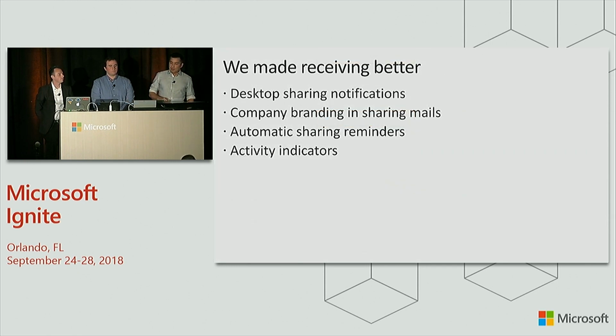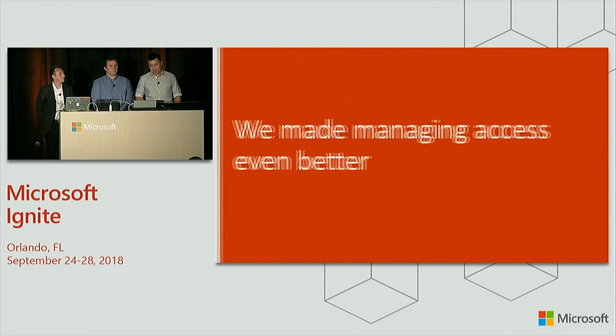And so as you saw, we've done a lot to make receiving easier. On the desktop, you can get notifications without having to jump into email. Our sharing mails allow you to stay on brand when you're messaging customers and partners. You'll get an automatic reminder to let you know that you may have missed something important, and you can find out about interesting activity without even going anywhere. You can just go to OneDrive, see that stuff, and happen to notice it.